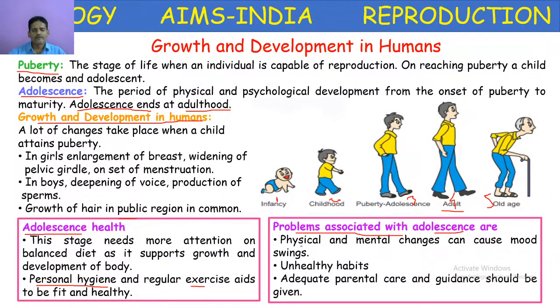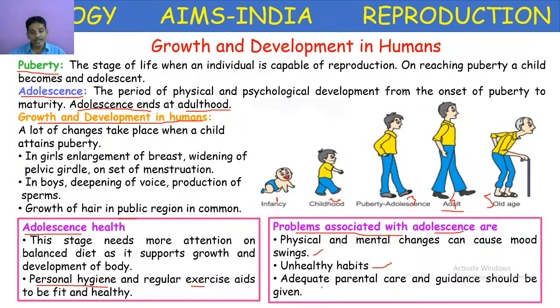There are physical and some mental changes that can take place during this adolescent stage, which cause mood swings, sometimes happy, sometimes sad, like that. Means at the adolescence age, most of the children will form peer groups, same age groups, and give a lot of importance to the friends rather than parents. That's why unhealthy habits may be learned if they are guided wrongly by the peer group.